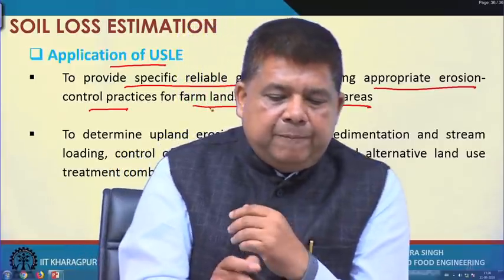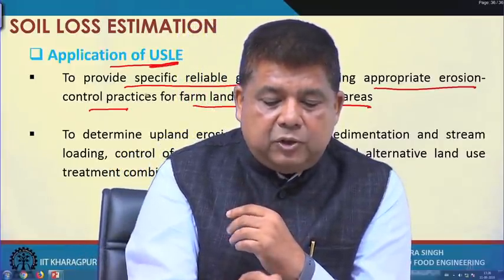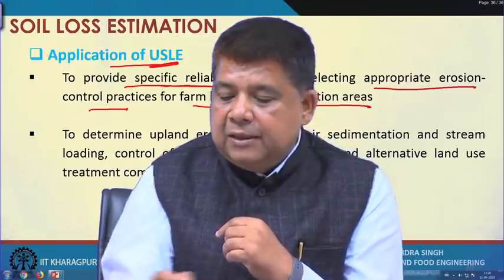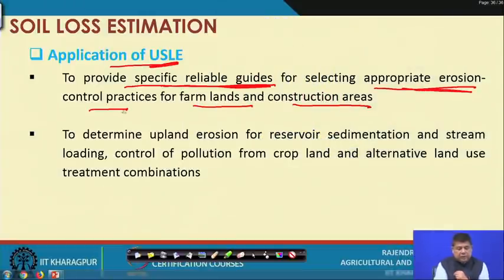So, obviously, USLE could be applied to provide reliable guides for selecting appropriate erosion control practices for farmlands and construction areas. That means we have to first decide what is the soil loss tolerance for a given area on an annual basis, and based on that we can decide what kind of erosion control practice should be adopted.